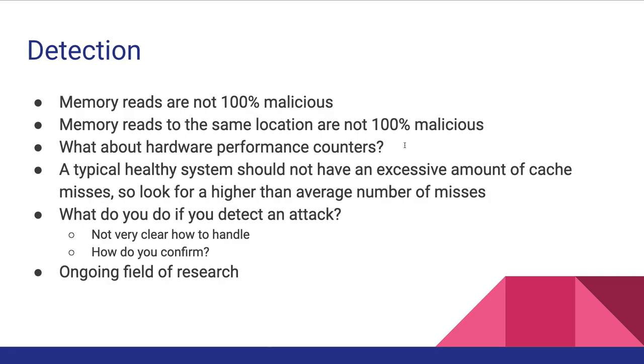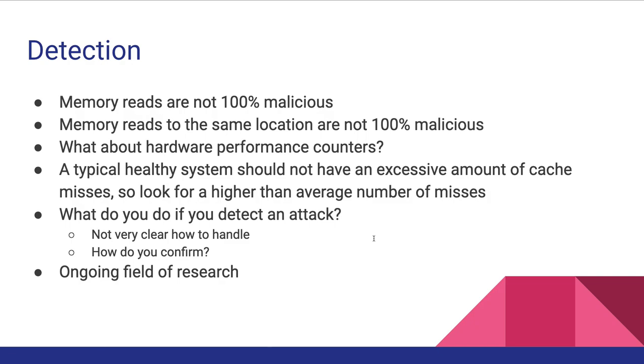So the interim solution at the moment to try and detect this is to see how many times we're hitting the cache and how many times we're having misses. So a typical healthy system should not have an excessive number of cache misses. Even for a heavily loaded system, it usually will be able to hit the cache sufficiently well. So if we notice that our system is constantly missing the cache, then this could be a sign that someone is trying to do a Rowhammer attack. And Linux and other operating systems surface this information from hardware performance counters.